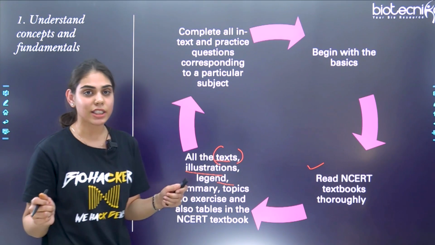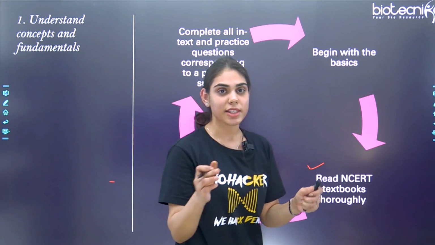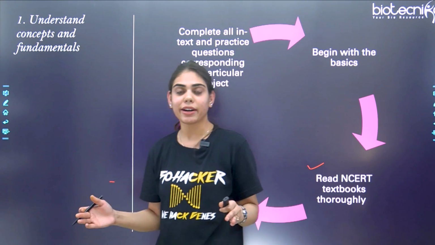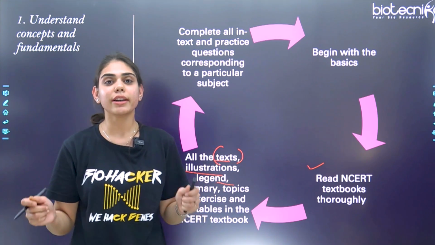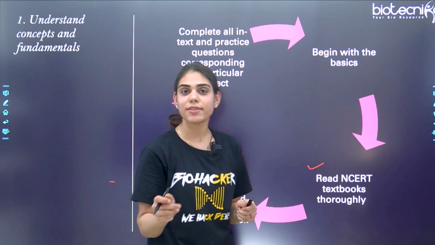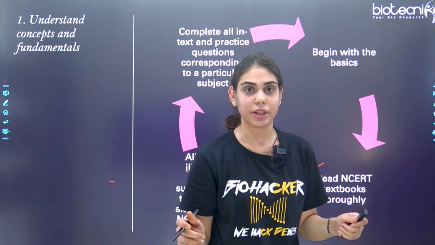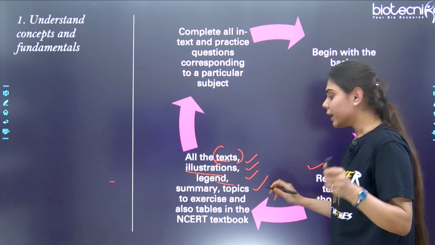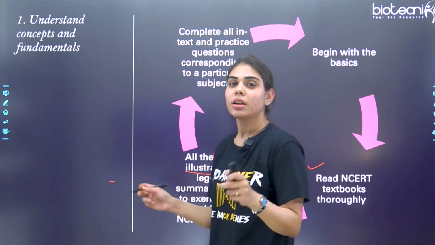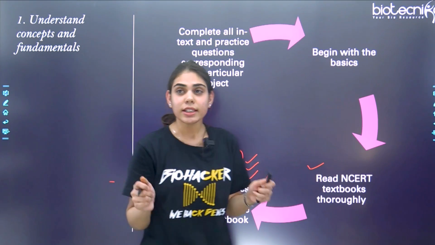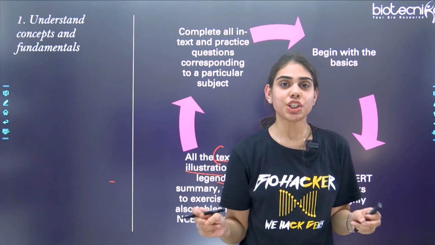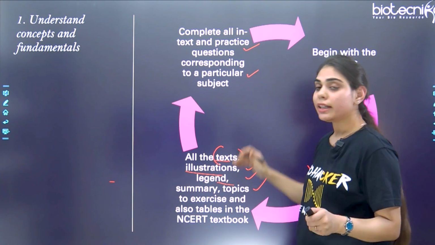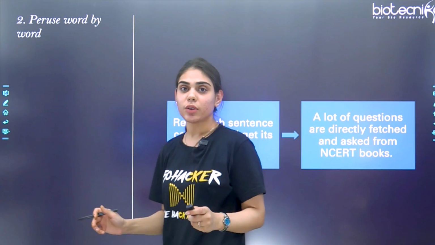Because when you open the NCERT books, you will find the summary of some scientist like Dr. C.V. Raman. So sometimes questions from this scientist's biography are asked. And this summary is not only related to the biography, but it also has some concepts related to that subject or chapter. So it's better to read the text, illustration, legend, summary, and at last you should always do the exercise questions that are there at the end of the chapter. And once you are done with it, make sure that you have completed all the text, you have practiced the questions, you have done everything that is related to that particular topic.